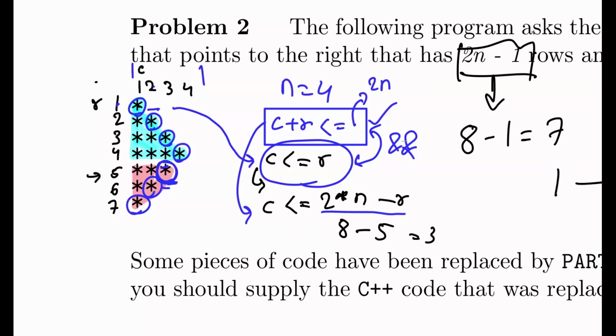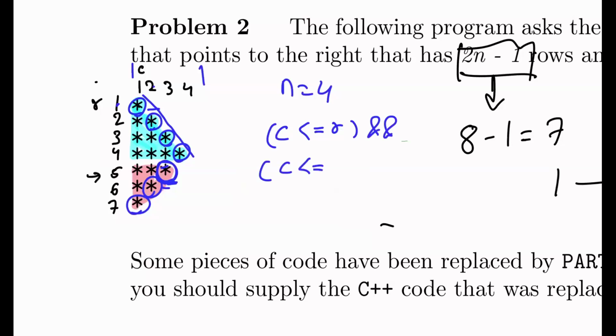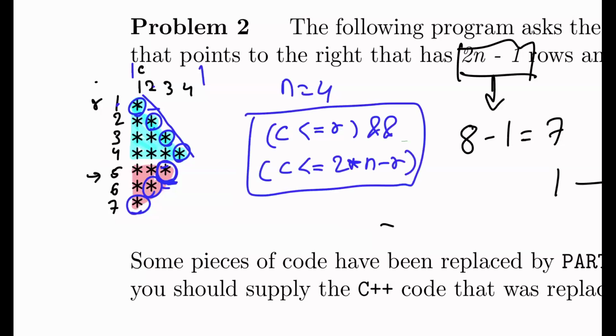Any confusion? I think I confused myself a little bit too. Let me write again. So the first condition is C is less than or equal to row, because it satisfies all these ones. And then when I put the n, it will be C is less than or equal to 2 times n minus row. If it is satisfied, we are going to print the star. Otherwise, we are going to print the space.